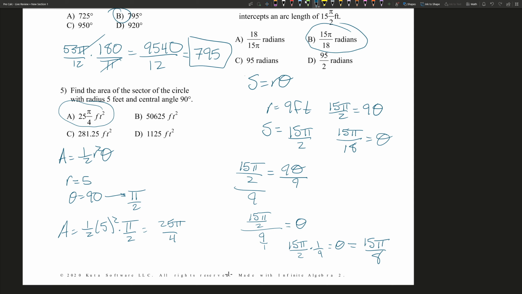Number 5 is the same way. You're literally just plugging in variables and then solving for a.